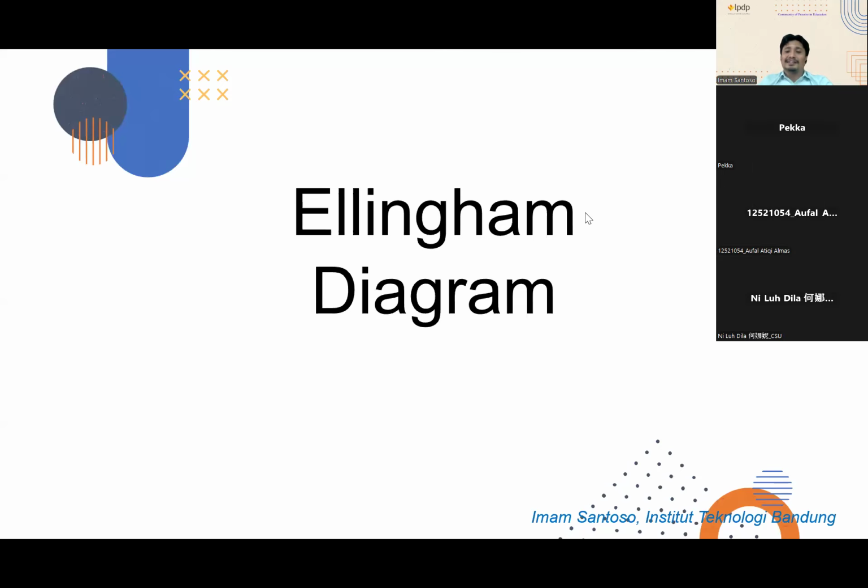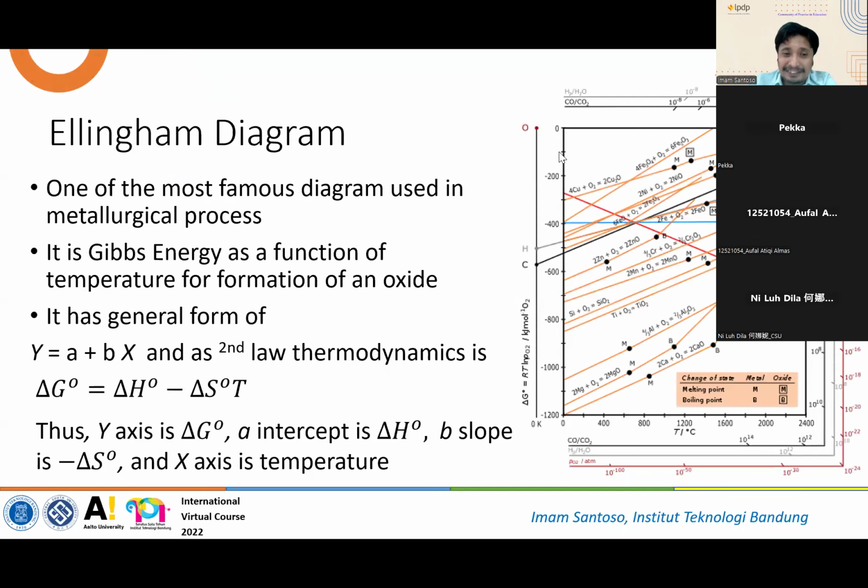Okay, guys. First is the Ellingham diagram. Maybe you are already familiar with this diagram. It is one of the most famous diagrams in metallurgical processes. This is on the right of the slide, and this is the form of the diagram.